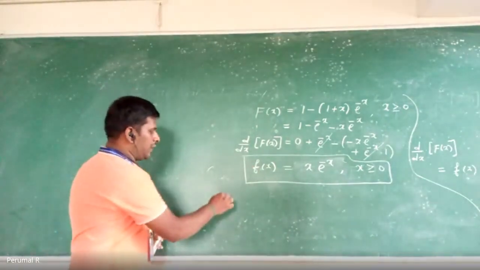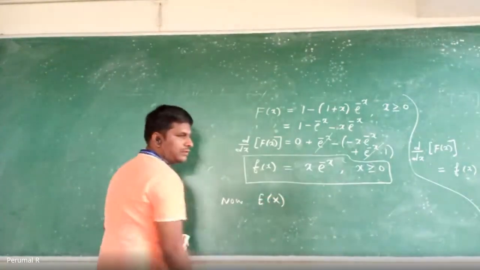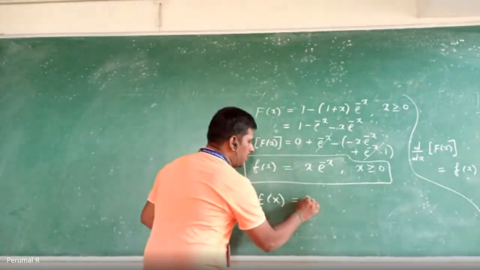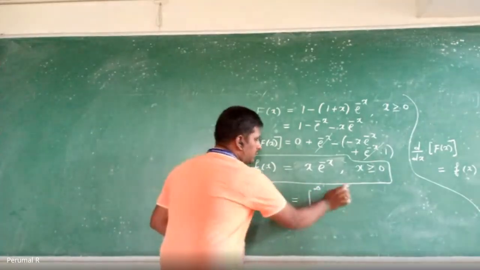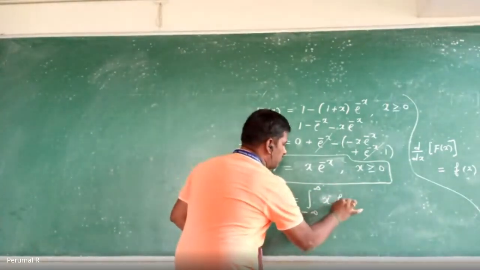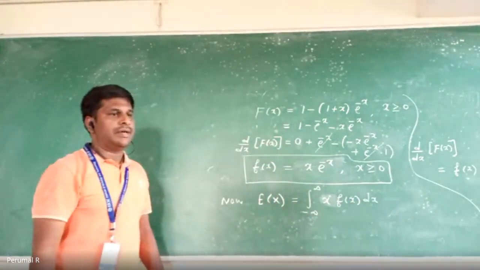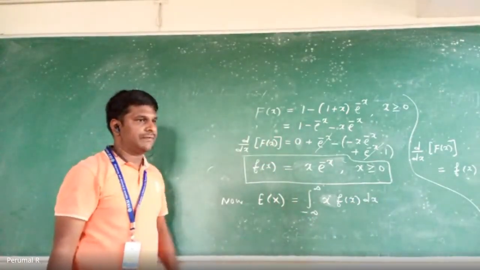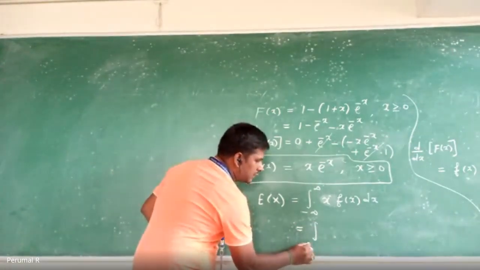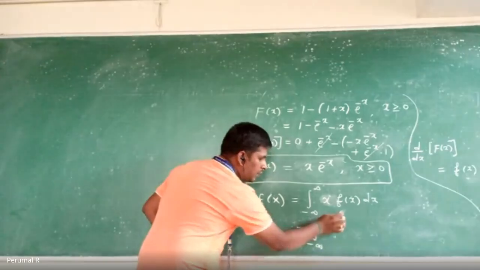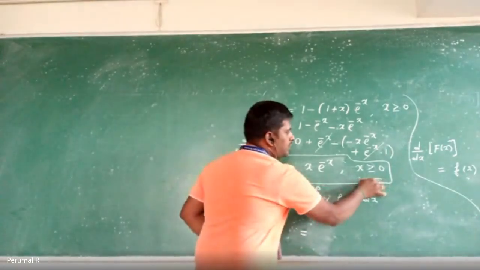Okay, so now we have to find the expectation of x. What is the formula? The integral from minus infinity to infinity of x into f of x dx. Here the limits are minus infinity to infinity, but before that, note that your function is valid only on this interval.